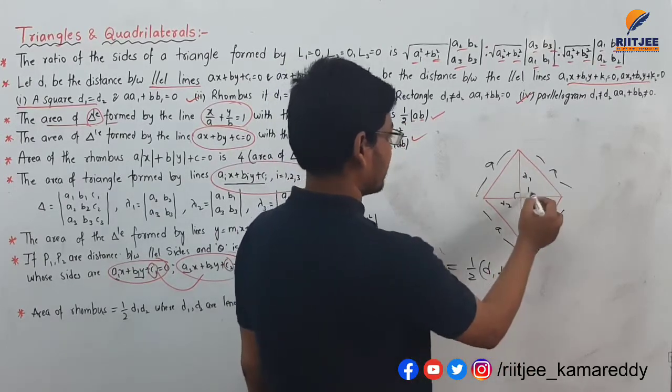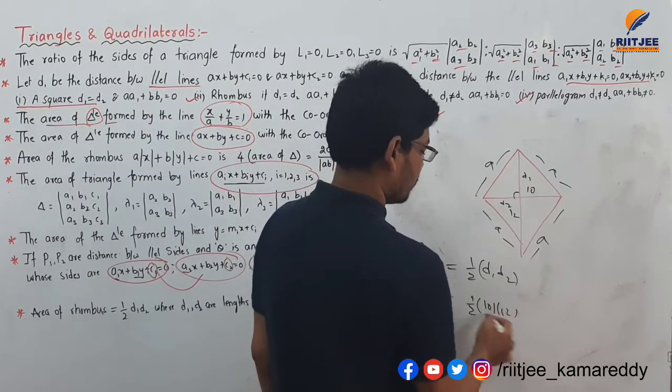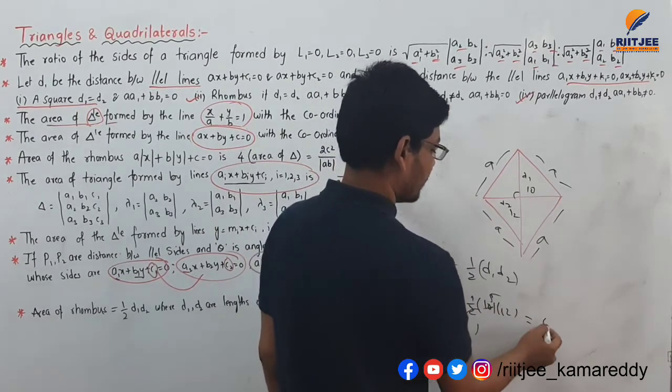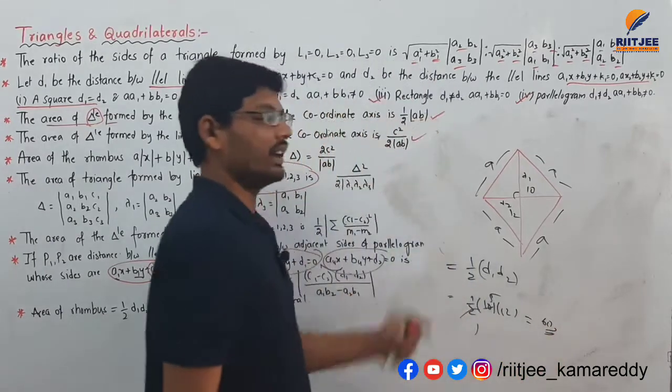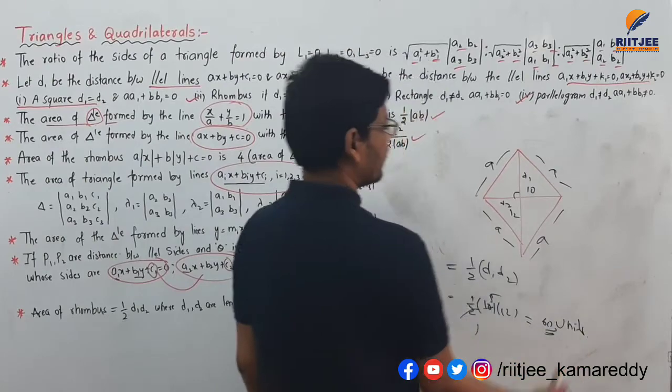For example, this is 10, this is 12. So 1 by 2 of 10 into 12. 2 ones are 2, 5 twos are 10, 5 twelves are 60. 60 is the area of the rhombus. 60 units is the area.